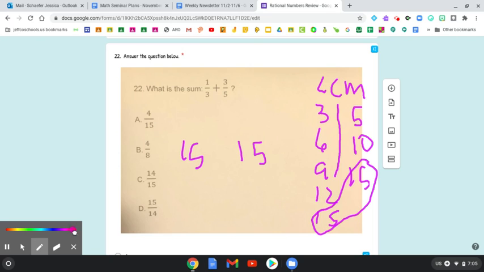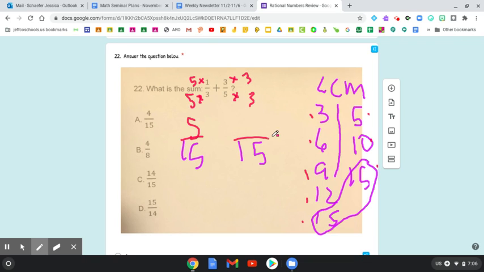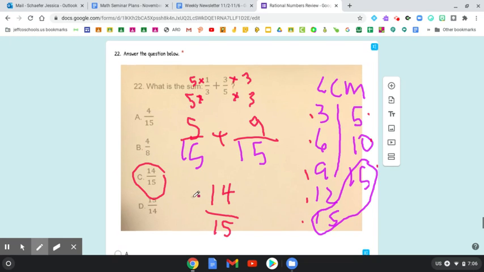I'm going to do my dots down the side, figure out what I have to multiply by. The side is times 5. So I'm going to multiply by 5 on the top. 1 times 5 would be 5. On the right-hand side, it's times 3, top and bottom. 3 times 3 would be 9. And then you're ready to add. 9 plus 5 would be 14. And the 15ths stay the same. So 14/15ths. C.